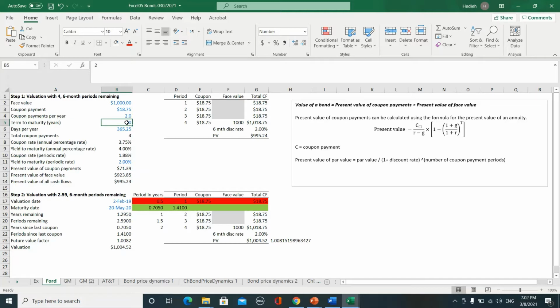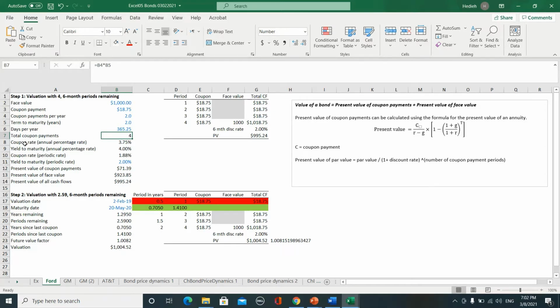So you know that in each year you have 2 6-month periods. So in total you have 4 periods, right? So your total number of periods in which you receive coupon payments is 4, because you receive coupon payments semi-annually.